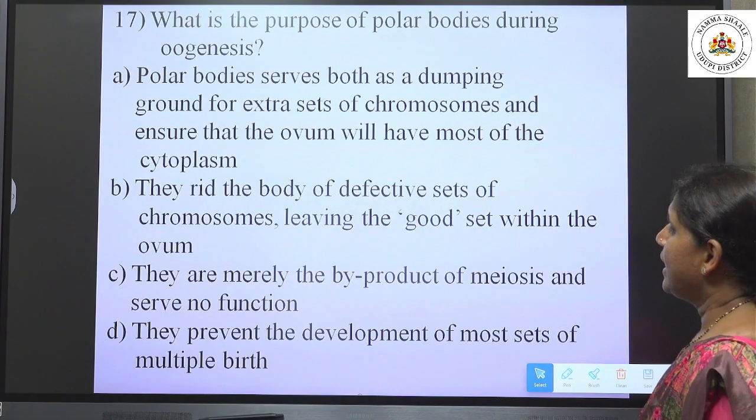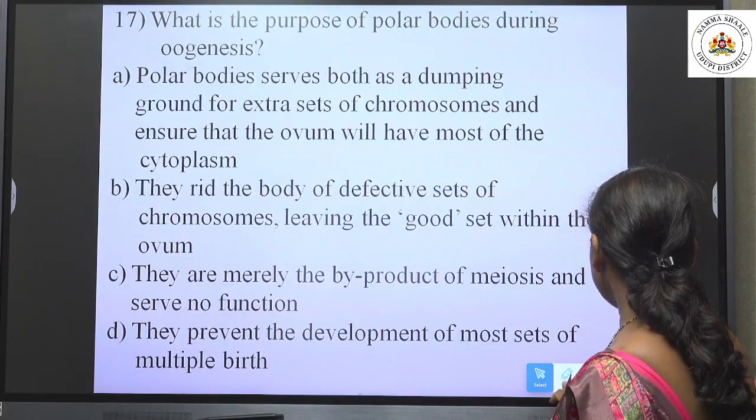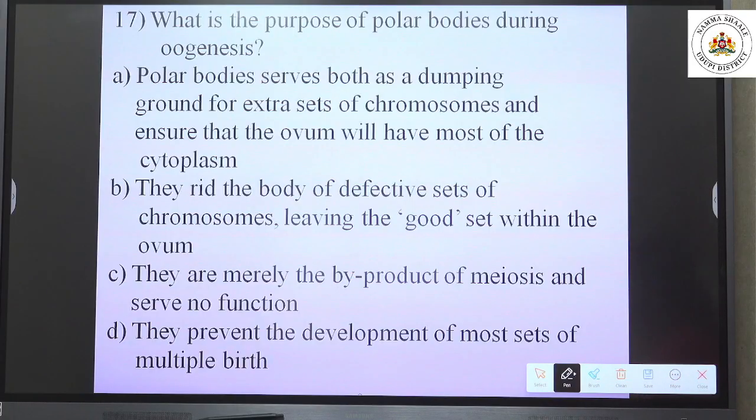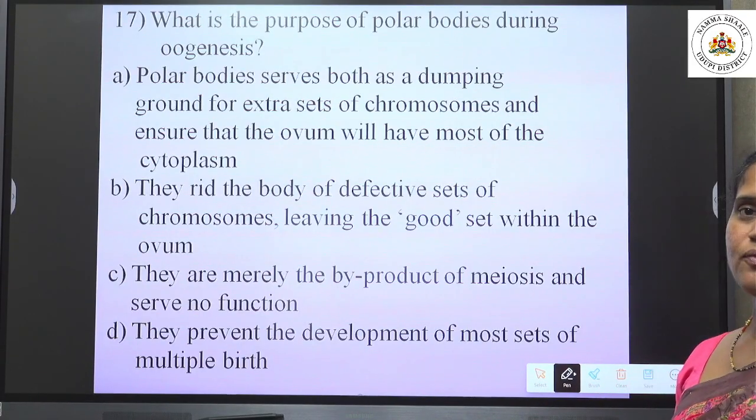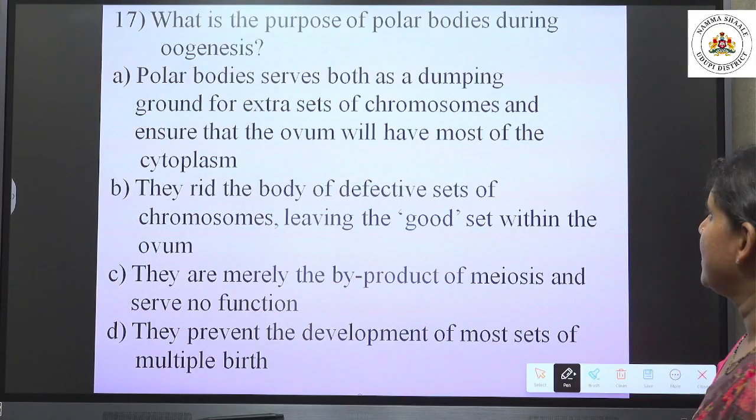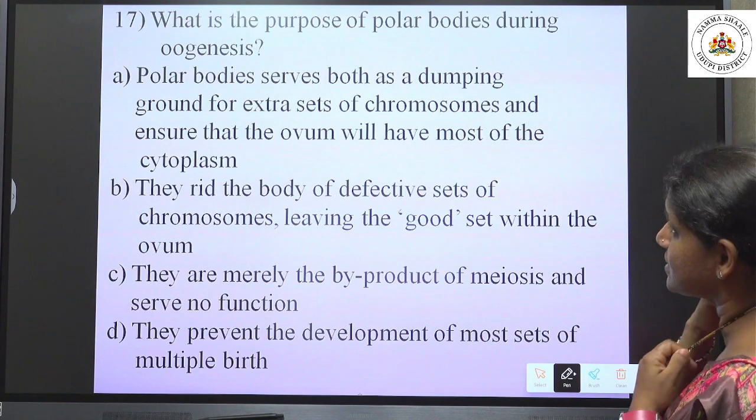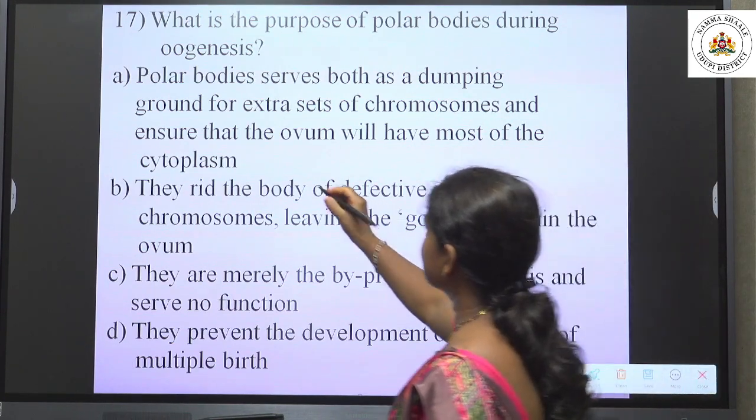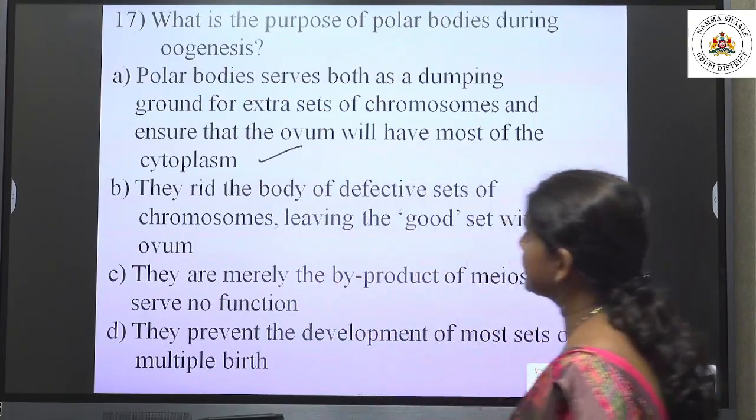This process, the removal of unwanted cells, is called apoptosis. That process is called apoptosis, removal of unwanted cells from the body, also called programmed cell death. So hence here this option is correct.